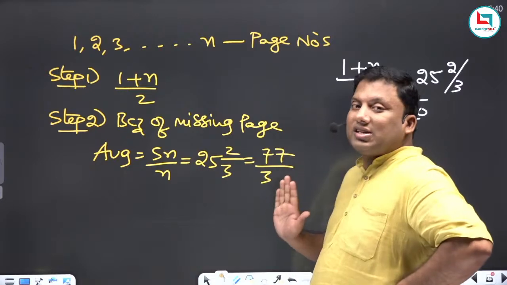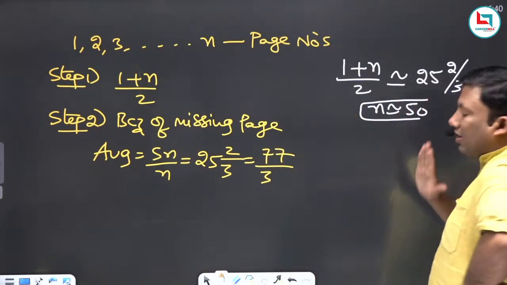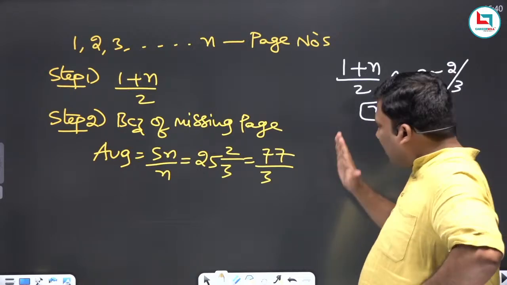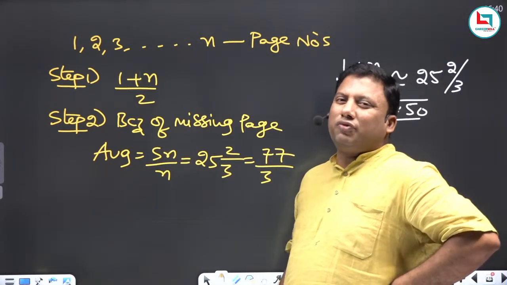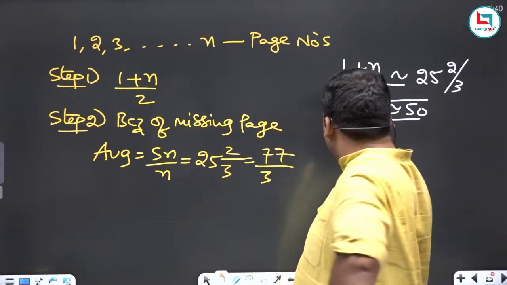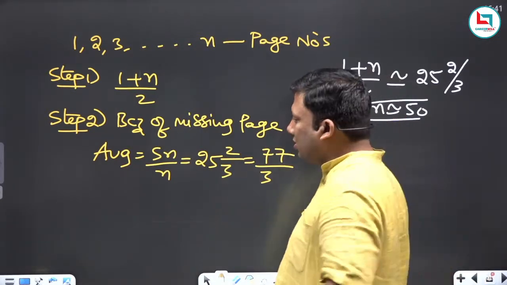There are two cases that are possible: 3 16s and 3 17s. If I take 3 15s, that is 45, then 1 plus 45 by 2 is 46 by 2, which is 23. The right hand side is 25 2/3, so I need to get as close as possible.